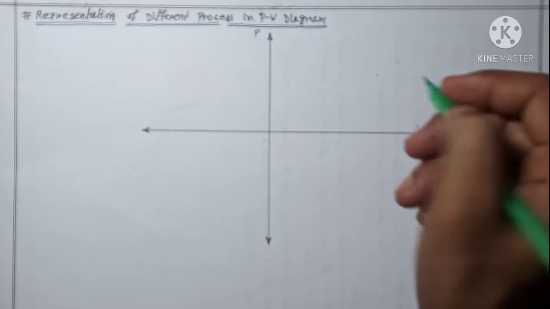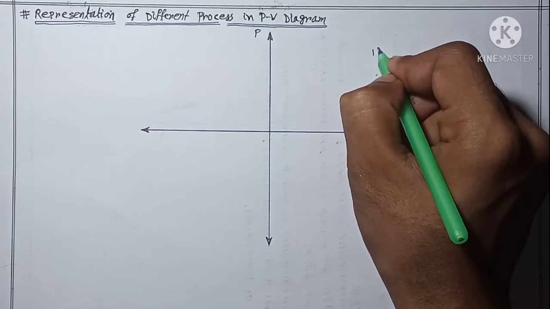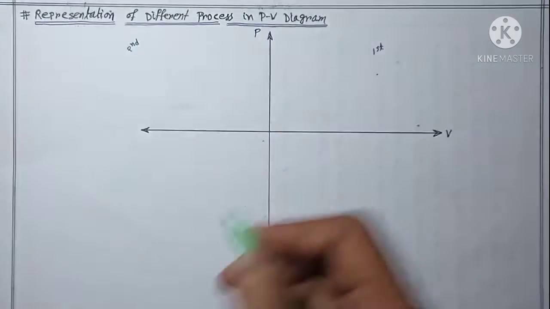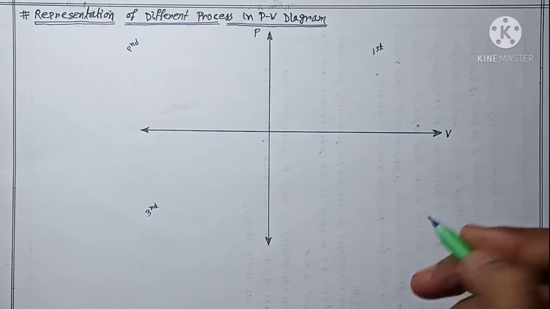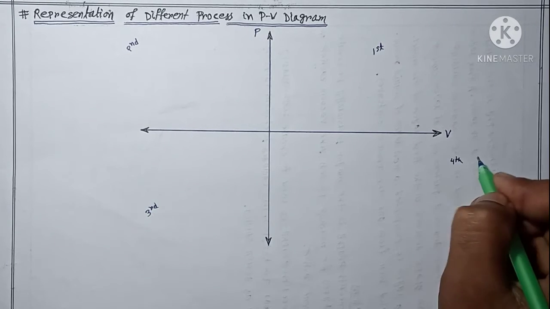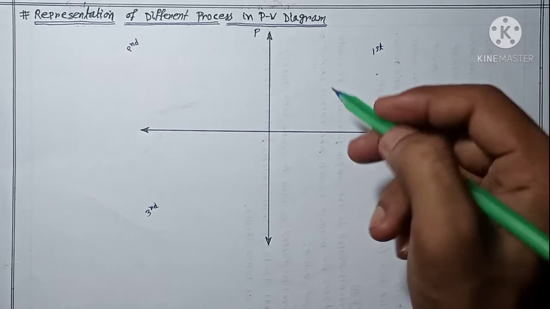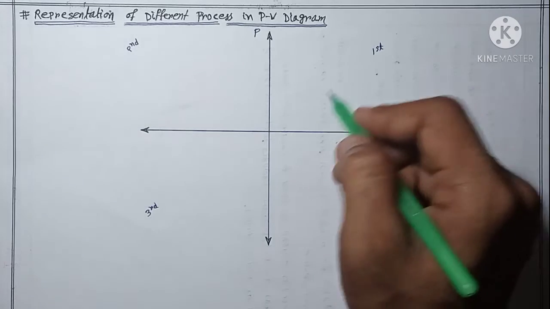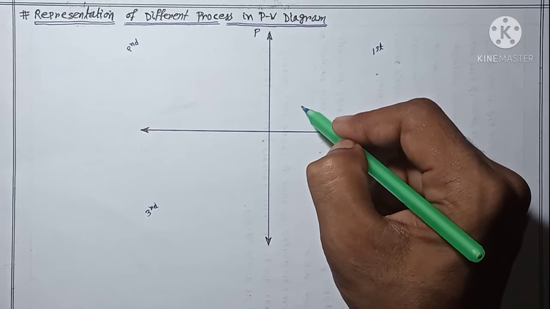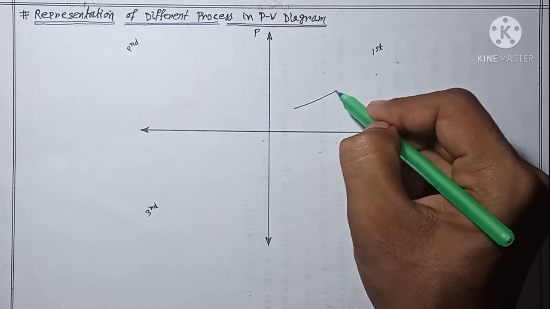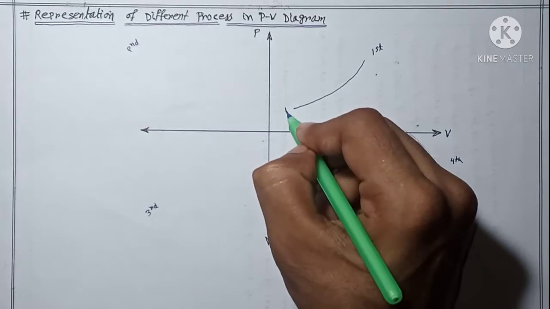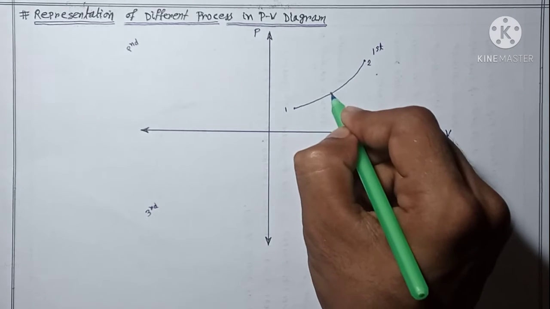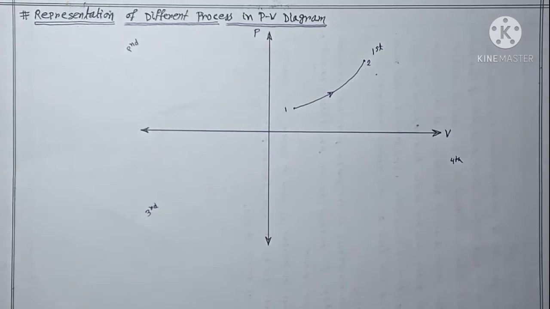First thing, this one is basically our first coordinate. This one is the second, third and fourth. Am I right? Suppose I represent a process in the first coordinate, then what will happen? You can observe it. Suppose there is a process like that. This is state 1 and state 2, and you are going from state 1 to state 2, then what will happen?